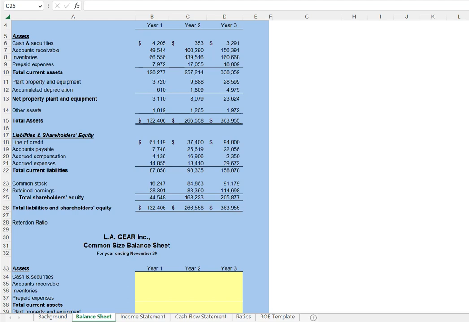In this video, we're going to prepare a common size balance sheet, a common size income statement, a balance sheet scaled by sales, and then a trended income statement. Let's begin with our common size balance sheet.